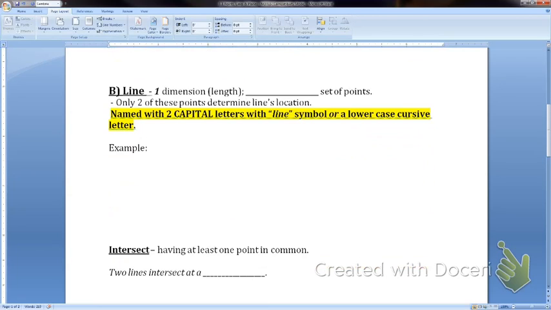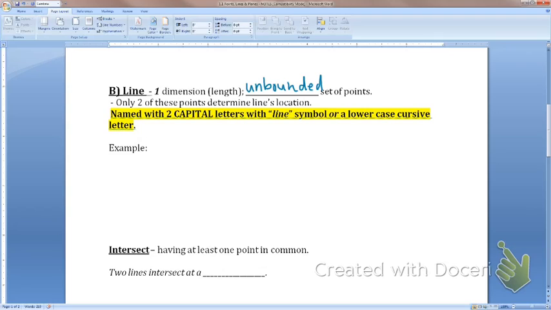Okay? So the next thing is called a line. And a line is one dimension in length. Okay? It is an unbounded set of points. So that blank there is the word unbounded. So we will write unbounded. Set of points. Only 2 points determine a line. Okay, so we think about a line, we think about something that goes on and on and on forever. A line never stops. That's why we say that it's unbounded.